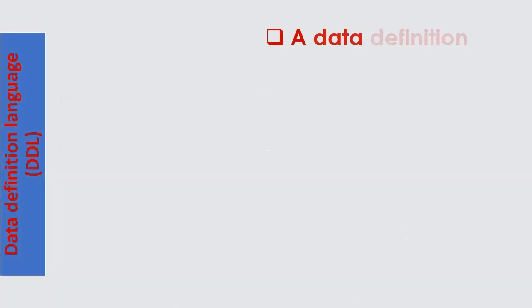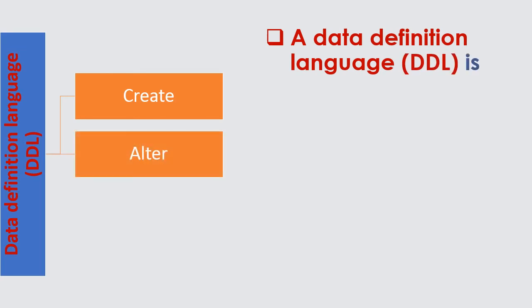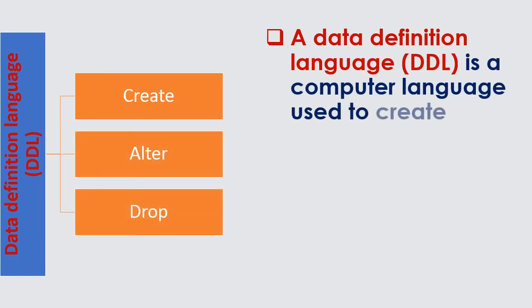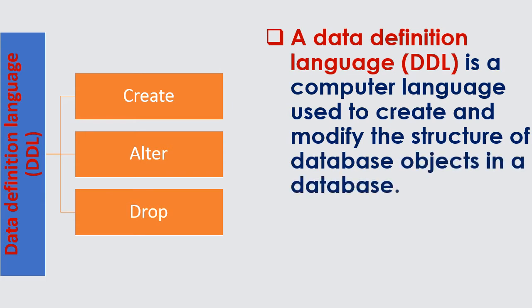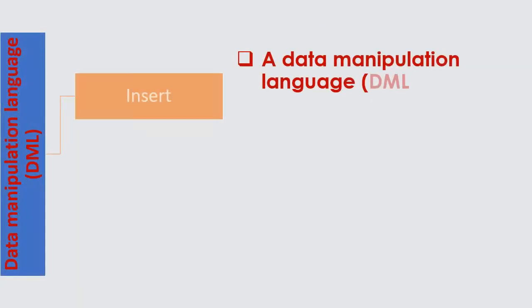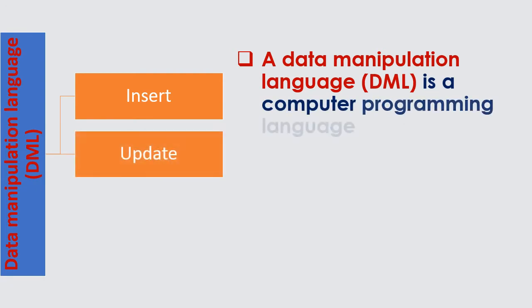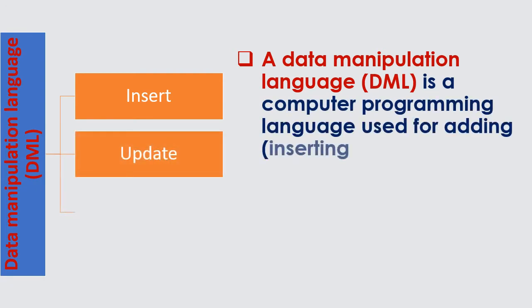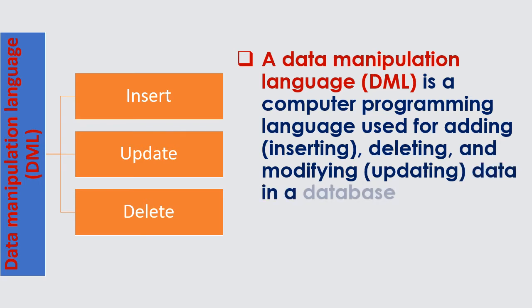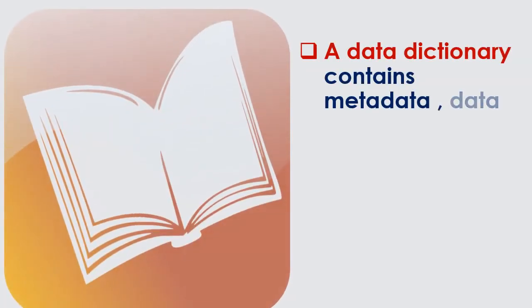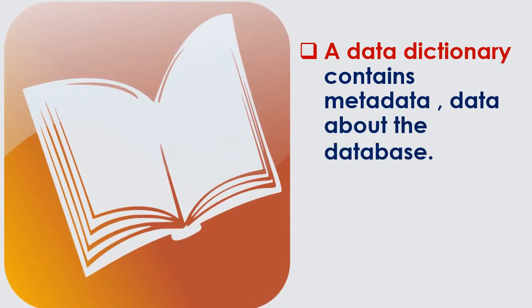A data definition language, DDL, is a computer language used to create and modify the structure of database objects in a database. A data manipulation language, DML, is a computer programming language used for adding (inserting), deleting, and modifying (updating) data in a database. A data dictionary contains metadata, data about the database.